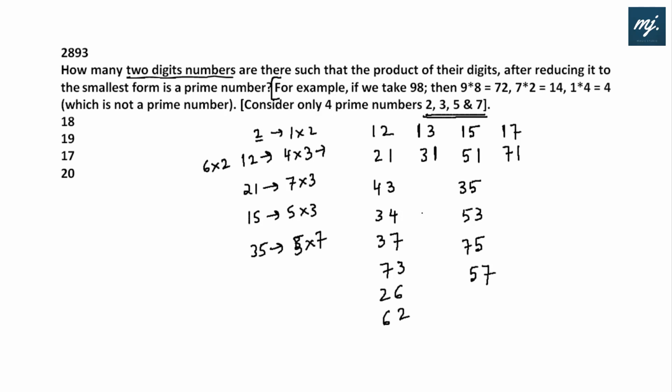So how many do we end up getting? 1, 2, 3, 4, 5, 6, 7, 8, 9, 10, 11, 12, 13, 14, 15, 16, 17, 18. 18 is in option A. That is the answer. There are 18 two-digit numbers which when continuously multiplied with their digits will end up getting prime numbers. Those are 2, 3, 5 and 7.